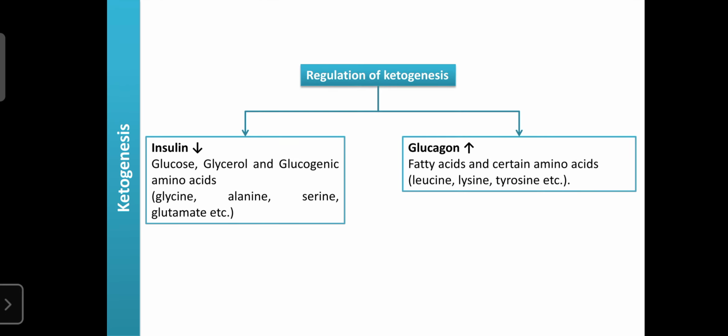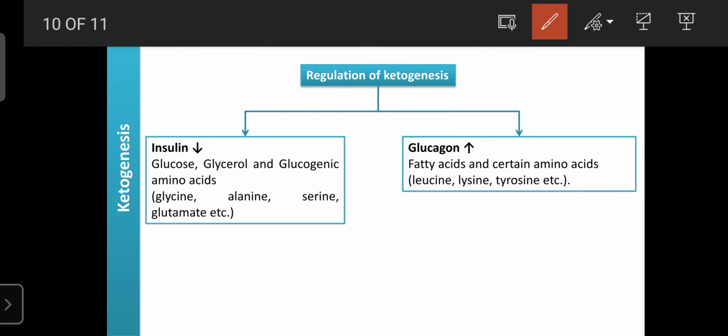So next one is the regulators of ketogenesis. There are mainly two hormones that regulate ketogenesis: one is insulin and the other is glucagon. Insulin can decrease ketogenesis by enhancing lipogenesis. So here, insulin is mainly responsible for decreasing ketogenesis.